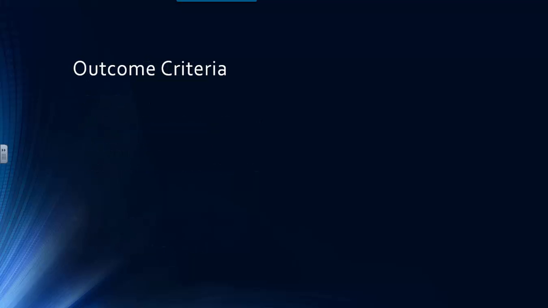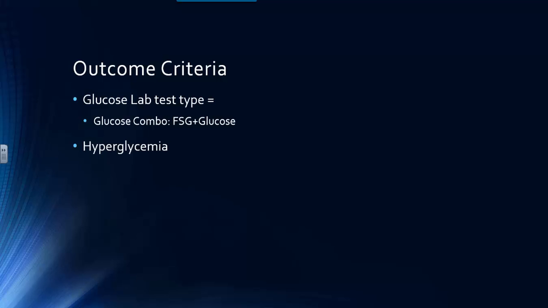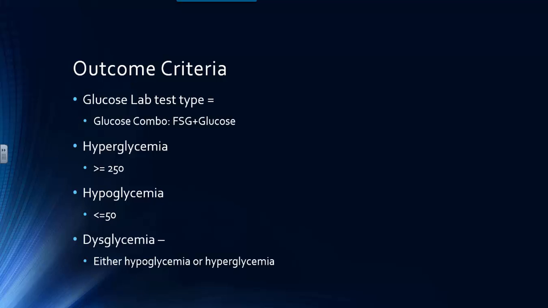The outcome criteria: we're going to have a glucose whose lab test type is known as a glucose combo, FSG plus glucose. You'll find it in the system that way, that is both a fingerstick glucose or a glucose. Hyperglycemia is to be defined in the study as greater than or equal to 250. Hypoglycemia is to be defined in the study as less than or equal to 50. And dysglycemia is either hypoglycemia or hyperglycemia.